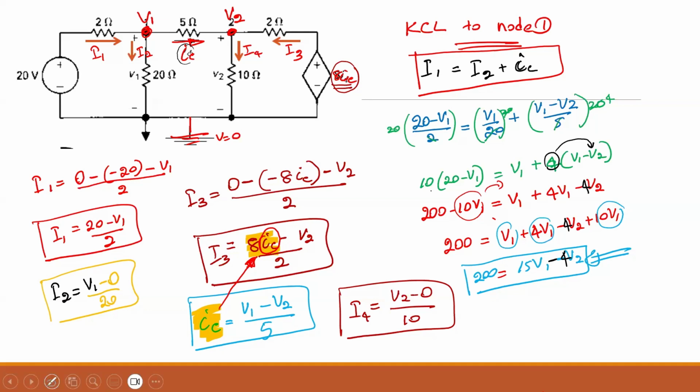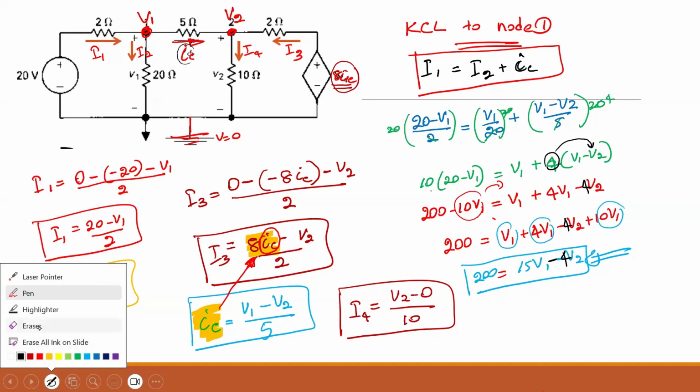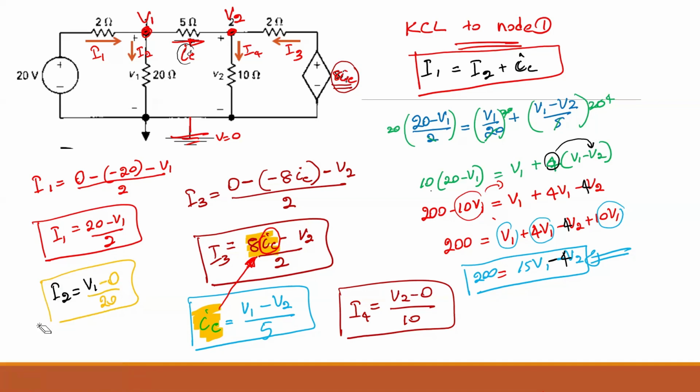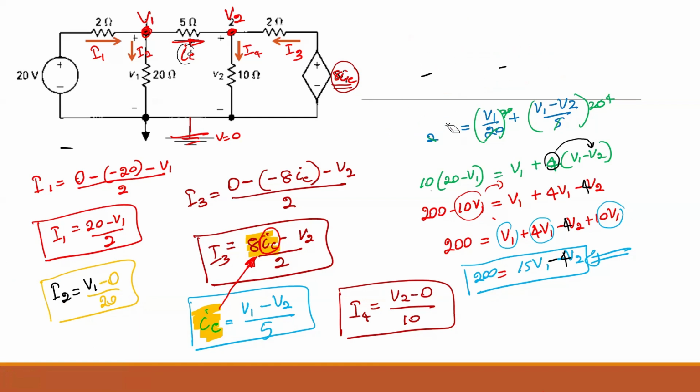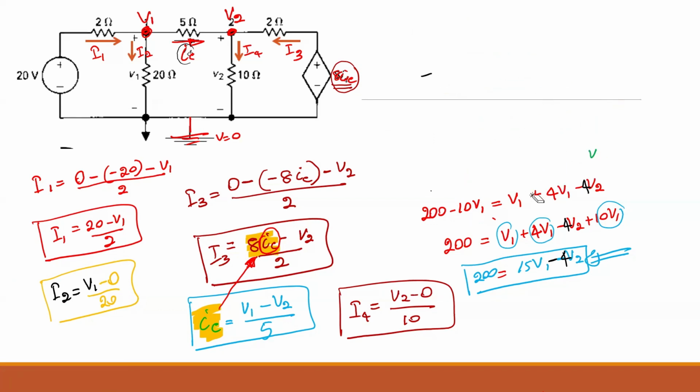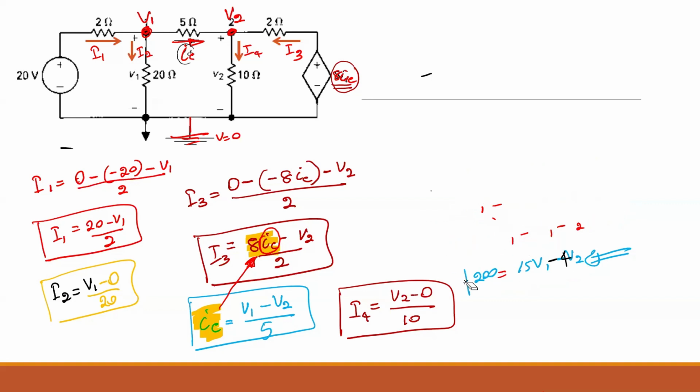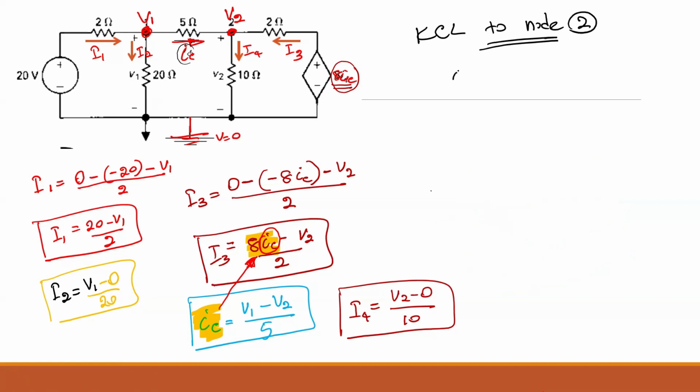I'm going to do the other one. I'm going to delete this part and I'm going to do the other part. I hope you guys are okay with this one. So I'm going to write the KCL for node 2 now. KCL for node 2, we already wrote it. So IC is coming in, I3 is coming in, and I4 is going out.